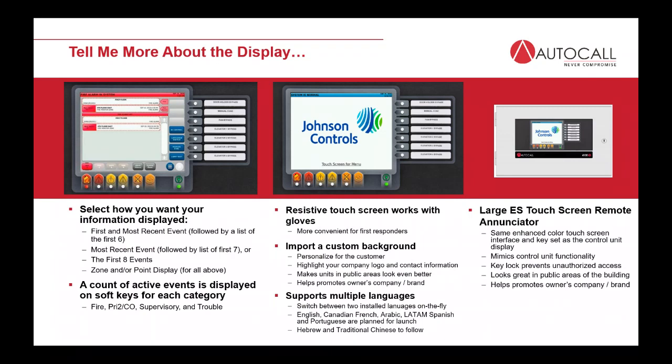And then the soft keys above the icon symbols for each event will include the quantity of active points in each of the event categories. So you'll always know how many active events you have.